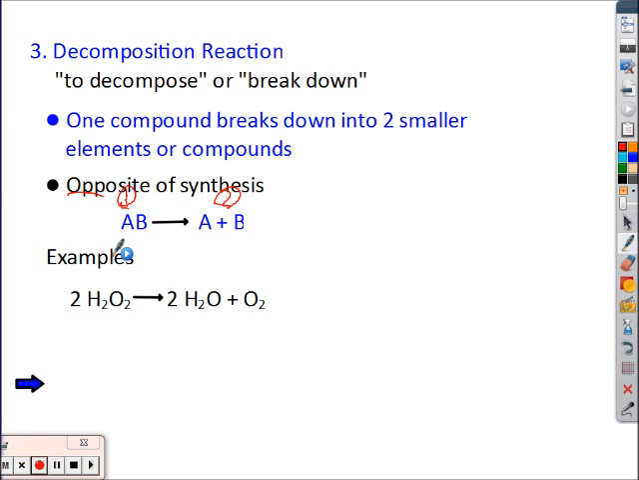Examples: we can take hydrogen peroxide, H2O2, and break it down into water and oxygen. Okay, no, it didn't break down to the 2 elements. Sometimes it does break down to the elements, but sometimes we have things that break down into a compound and an element. It's still a decomposition because it's 1 thing on the reactant side and 2 things on the product side.